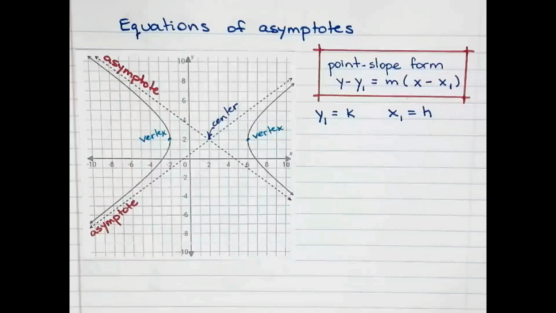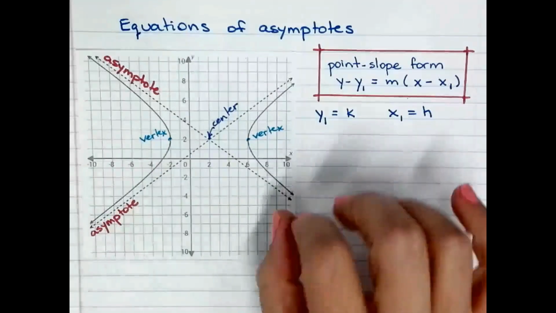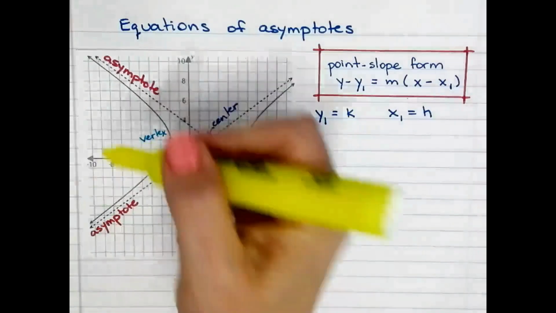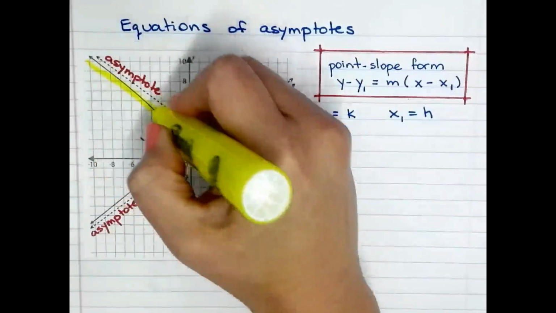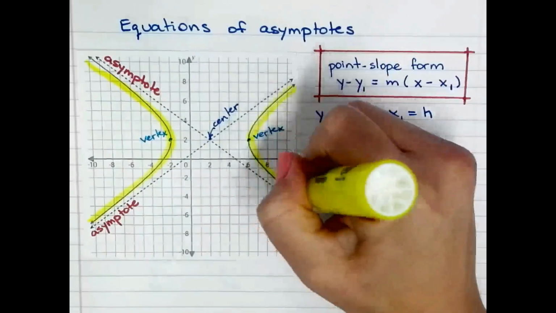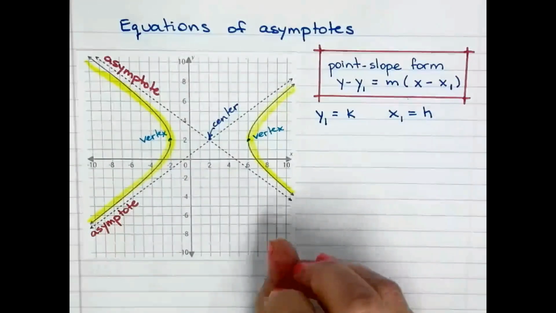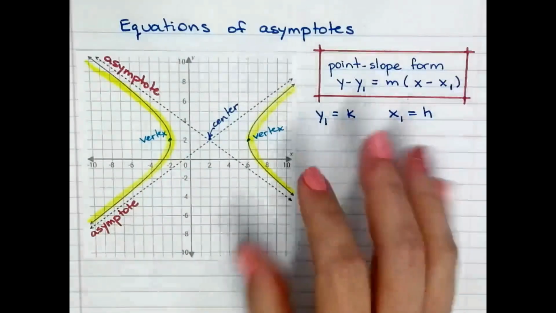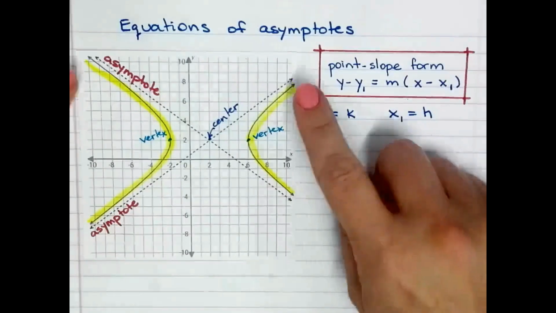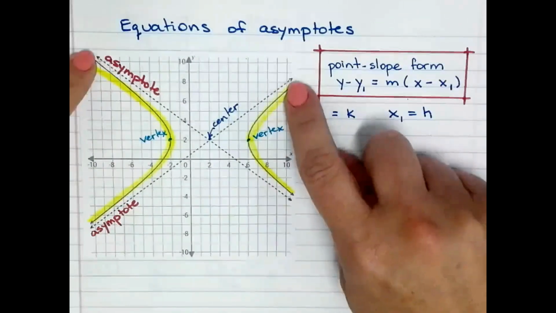In this video, we will write equations of asymptotes of hyperbolas. So the hyperbola is the graph right there that I'm highlighting in yellow. Everything else that you see, the dotted lines, they're just for guide. They're not part of the graph. So what's really the graph is the hyperbola highlighted in yellow.